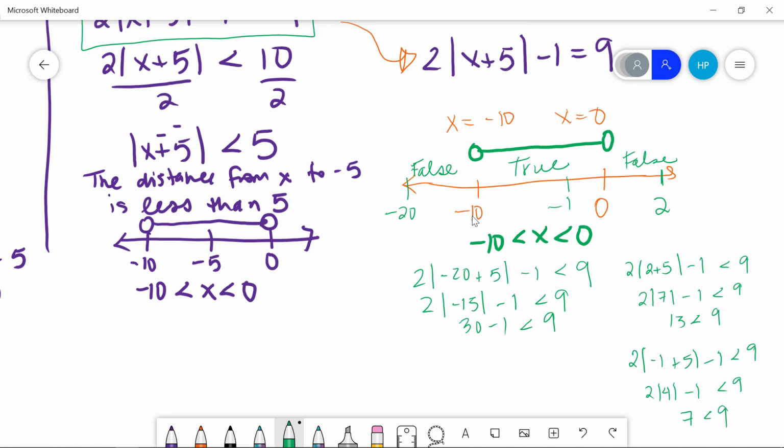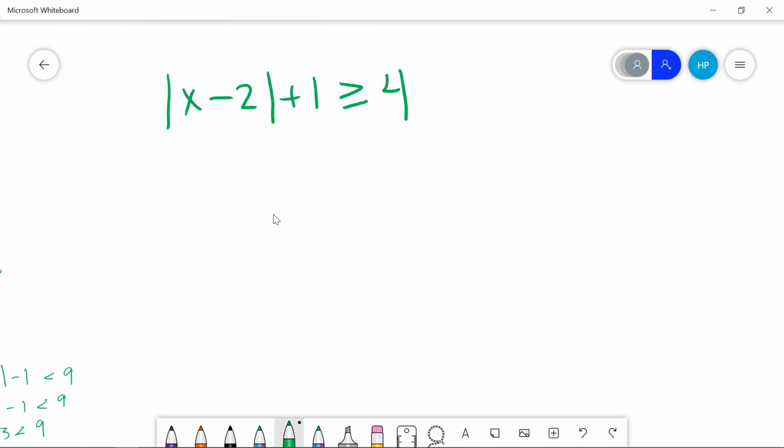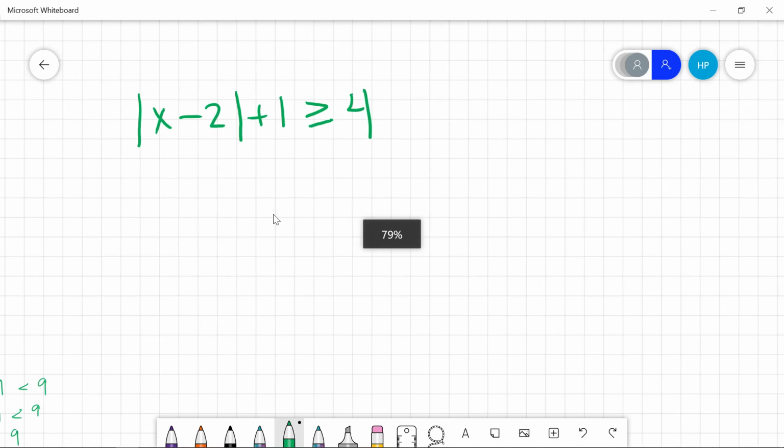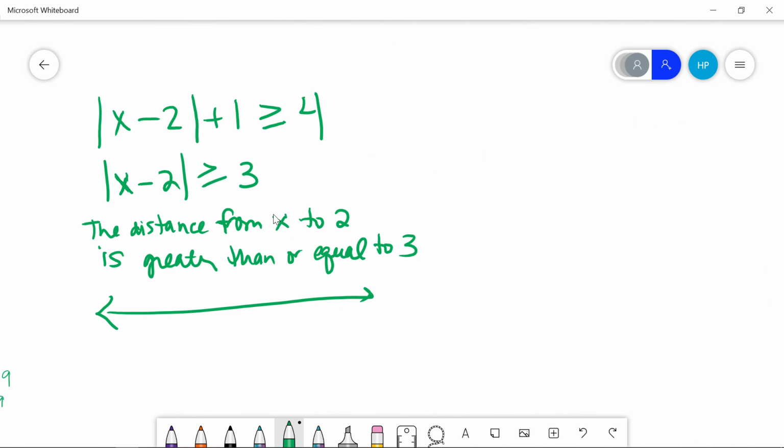Okay, now let's do another inequality where we do it in both ways just to get the hang of it. First, keep it as an inequality. So this says the distance between x and 2 is greater than or equal to 3. So if we put 2 on the number line, and then we go 3 this way, that's 5, and we go 3 this way, that's negative 1. We've got to be further away from 2 than 3, or exactly 3 from 2. So that's going to be a picture like this.